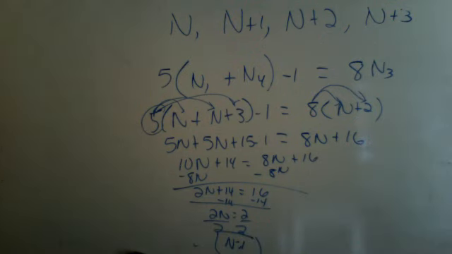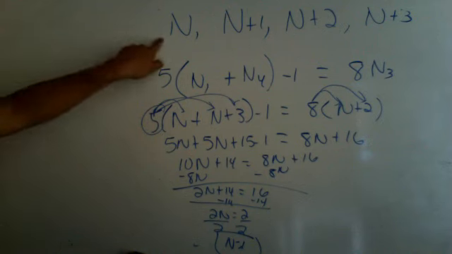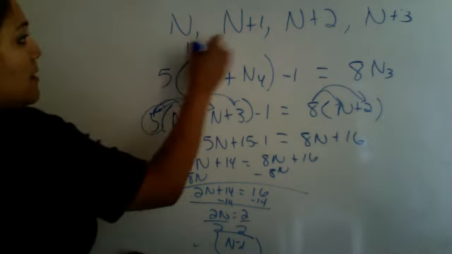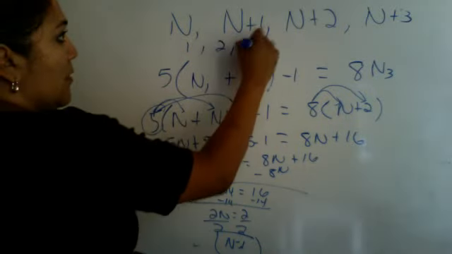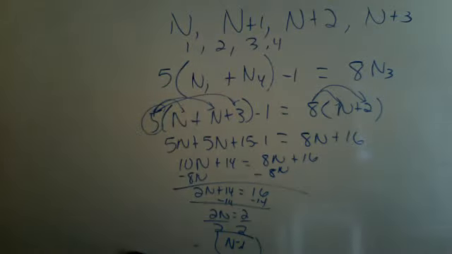Okay, however, now we have to go back and put. The question is, find 4 consecutive integers. Well, I've got 1, because n is 1. 1 plus 1 is 2, 3, and that is my answer. 1, 2, 3, and 4.